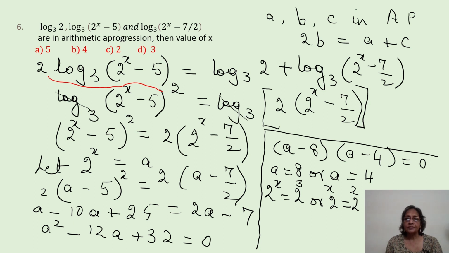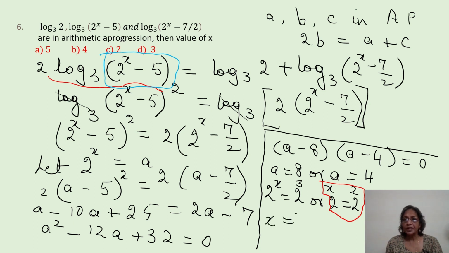Now this option we cannot take. What is the reason for this? If you look at this value over here, 2 raised to x minus 5. Now, 2 raised to x minus 5. That means 2 raised to x has to be greater than 5. So, in this case, the option that you have, 2 raised to x equal to 2 raised to 2, we cannot take.